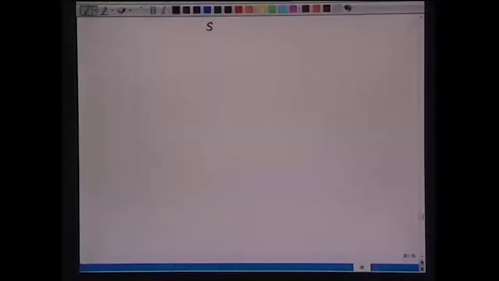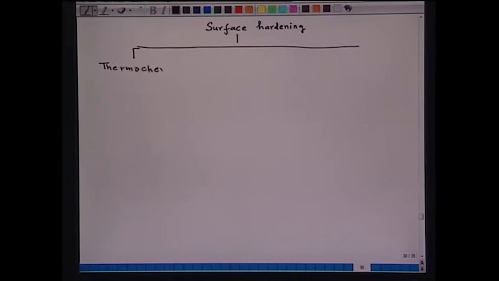Now, in short, I will take first, for example, surface finishing operations. In fact, they are called surface hardening. So, first I will take surface hardening. Now, surface hardening consists of two parts. One is thermochemical surface hardening.